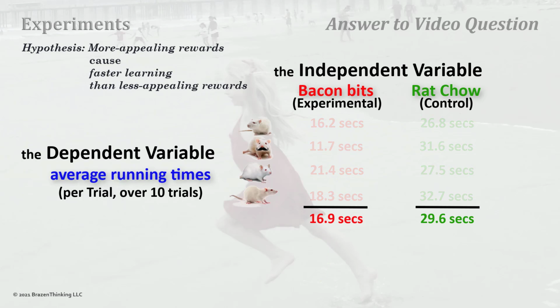Couldn't hurt to counterbalance, though, running half the rats through the control condition first, then the experimental one, and the other half of the rats through the experimental condition, and then the control one.